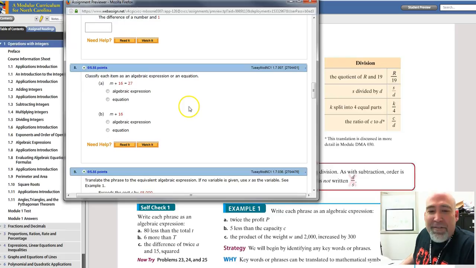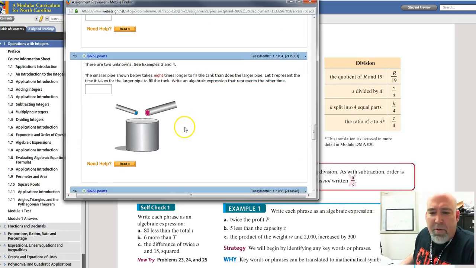Another one that we have is looking at number 8, talking about which one is an equation and which was an algebraic expression. So if I have an equal sign, that means I'm dealing with an equation. If I do not have an equal sign or any type of inequality, I am dealing with an expression. So expression, equation.